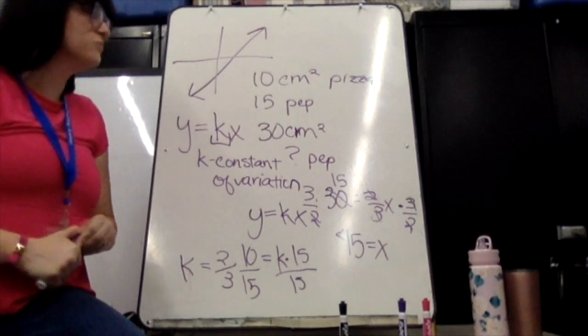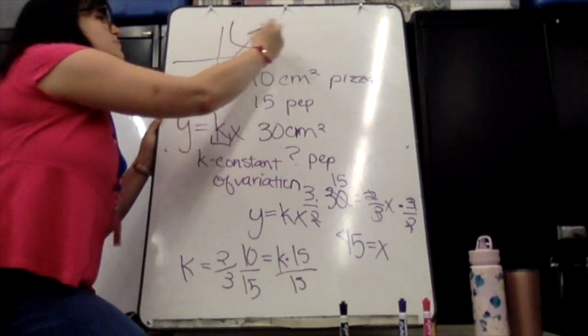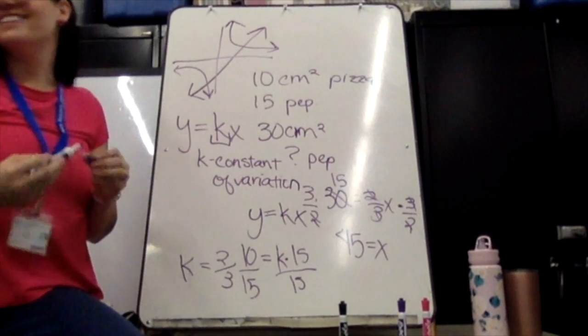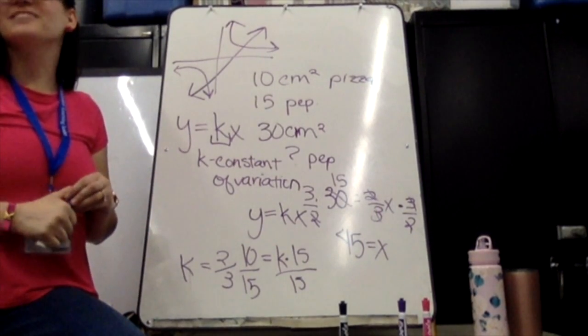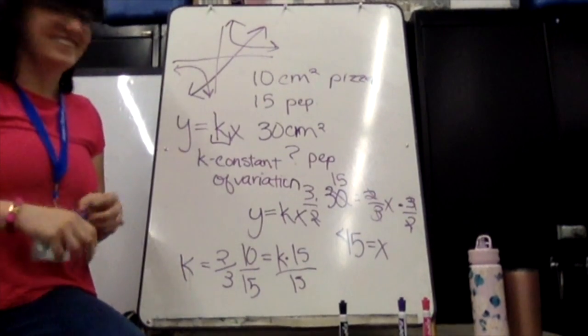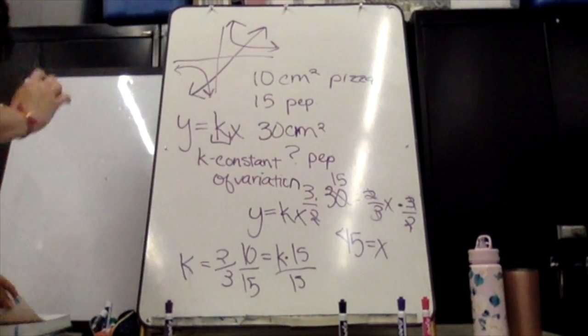Cool. What's even more fun is when we get into inverse variation, but that actually creates like a hyperbolic path. So we're going to wait until you guys learn about hyperbolic paths. Cool. Any questions about direct variation? Everybody sounds really excited.